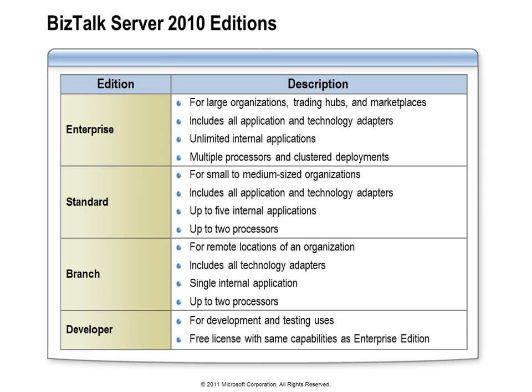As you might expect, the Enterprise Edition offers the broadest capability. Like the Standard Edition, this includes all of the application adapters and all of the technology adapters. There is no limit on the number of applications, so you can group your integration components however you please, whatever makes it easiest to manage those integrations. And finally, you can scale it up to more powerful hardware than you could with the Standard and Branch editions.